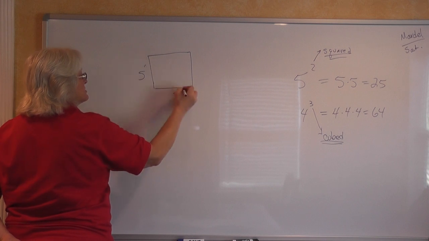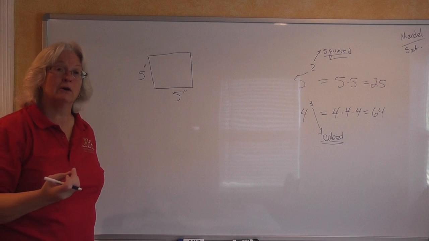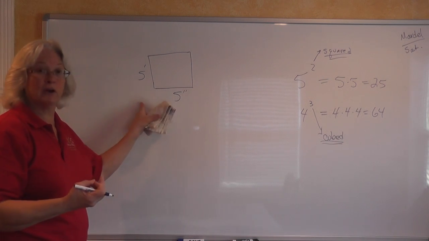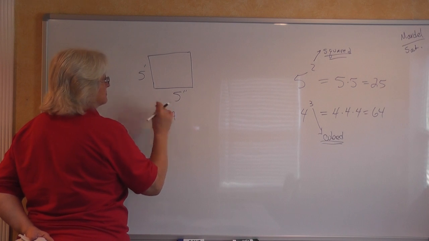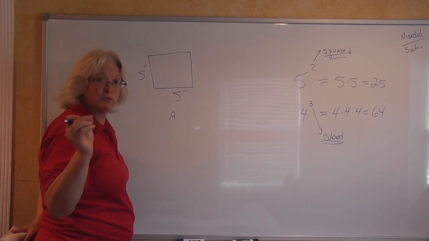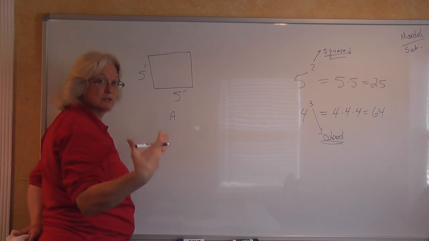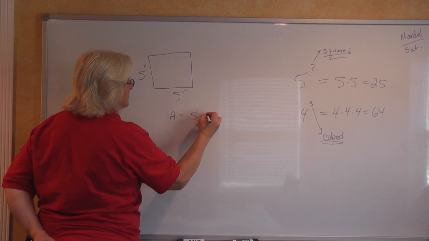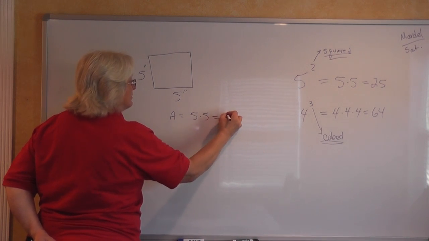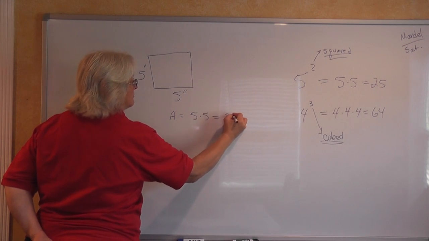and it was 5 inches on a side, and we wanted to find that area, how do you find the area of this square? We're going to avoid the fact that there's a special formula for the area of a square, but to find the area of something, it's length times width, or here, side times side. So it's 5 times 5, and your area is not 5. 5 times 5 is 25.